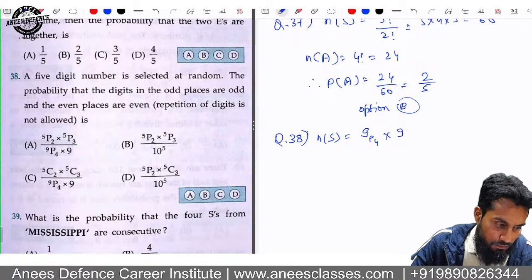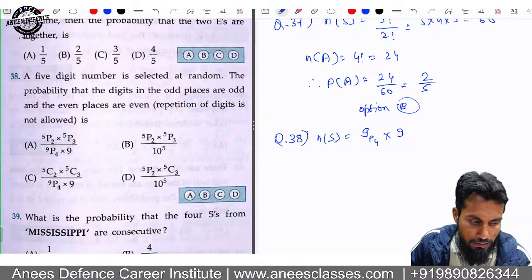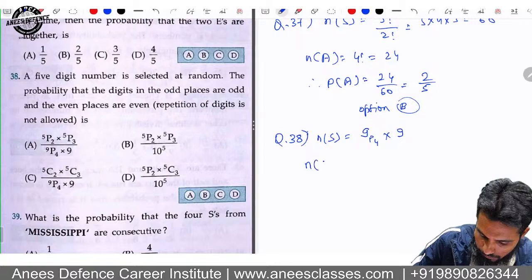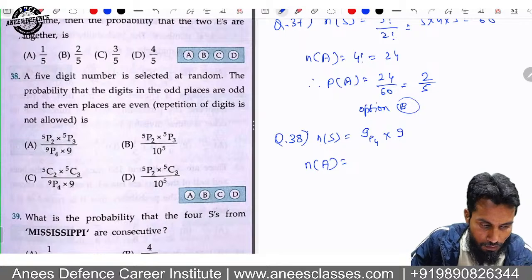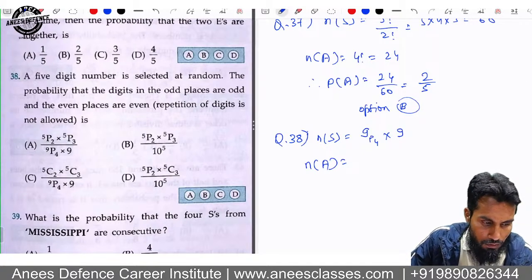Okay, 5-digit number, odd digits 1, 3, 5, 7, 9, another 5 odd digits. So for your favorable case, how are you going to find the favorable case for the event? They are saying that at even places, an even number should be there, and at odd places, an odd number should be there. And it should also be a 5-digit number.